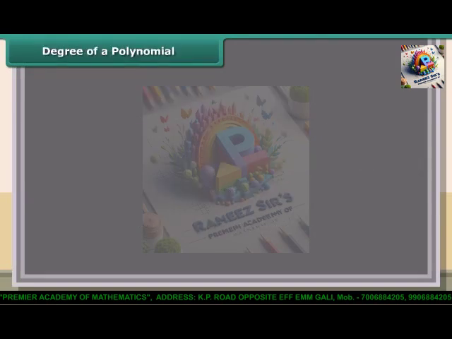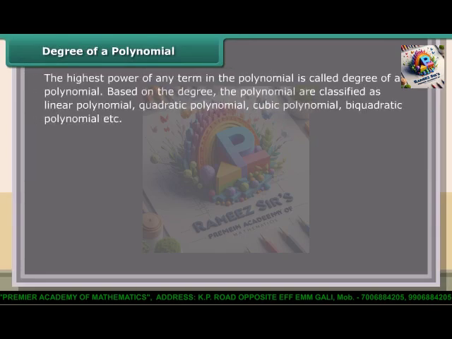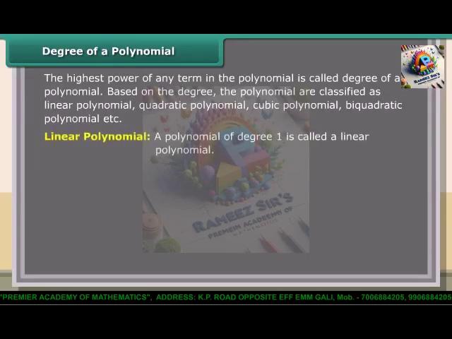Degree of a polynomial. The highest power of any term in the polynomial is called the degree of a polynomial. Based on the degree, polynomials are classified as linear polynomial, quadratic polynomial, cubic polynomial, biquadratic polynomial, etc. Linear polynomial. A polynomial of degree 1 is called a linear polynomial. Example: 3 plus 7 upon 5 x. Here x is of degree 1, therefore it is a linear polynomial.